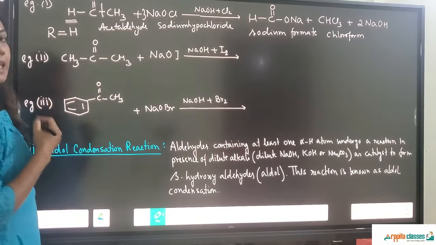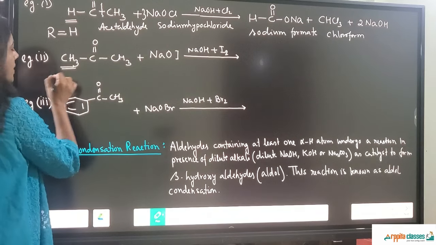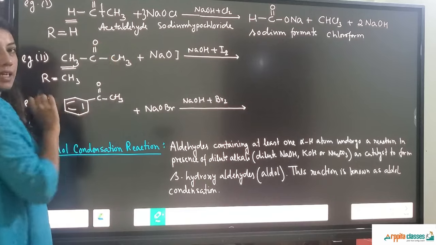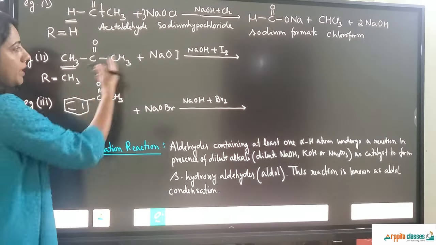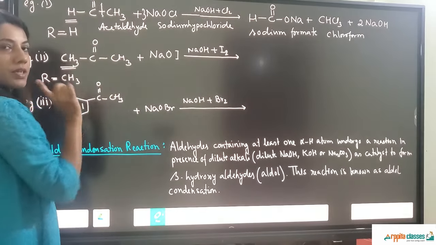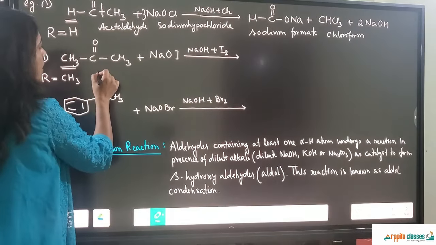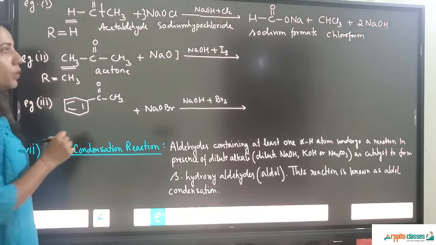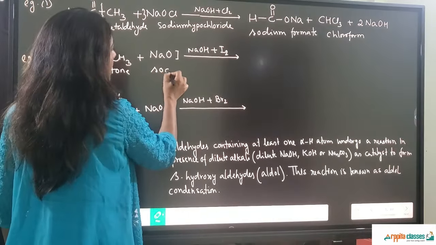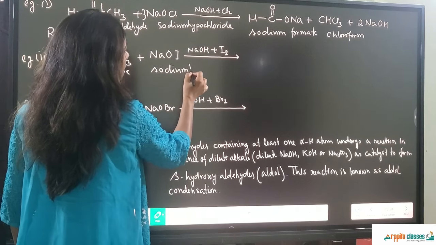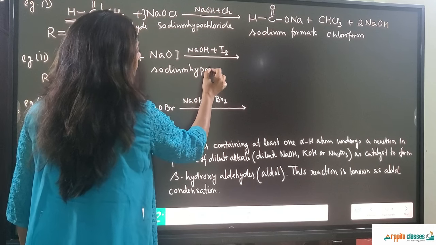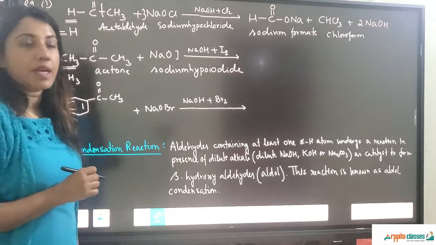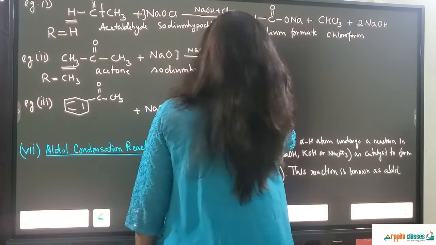Okay. See the next example. Here the R group is CH3. This has to be necessarily methyl, as I told you. One of the R group, either this or this, anything, but it has to be necessarily methyl group. So this is called as acetone. CH3COCH3 is your acetone. Here I have taken sodium hypoiodite, which is formed by the reaction of sodium hydroxide and iodine. So here iodoform will be formed.